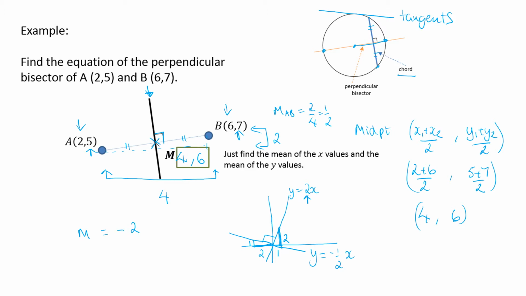Now we just need to use the equation of a straight line. y minus y1 is equal to m times x minus x1, with our point, which is 4, 6. So y minus 6 is equal to minus 2 times x minus 4, which is y minus 6 is minus 2x plus 8, and then just collecting the algebraic terms to one side, we're going to have 2x plus y is equal to 14.